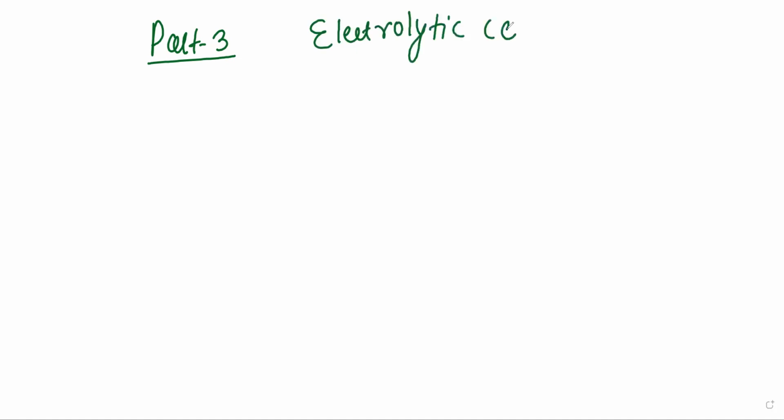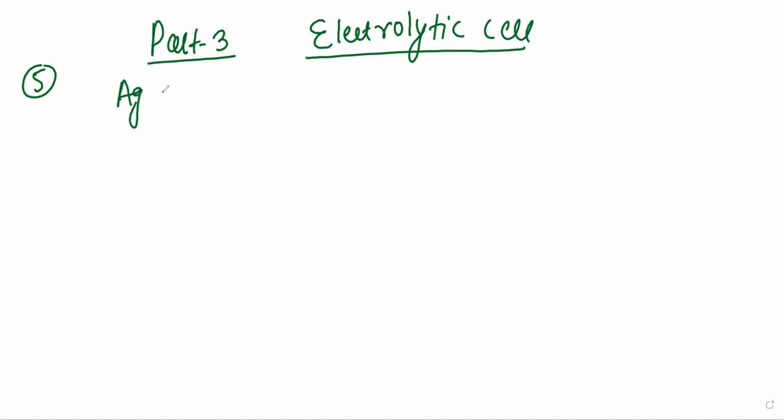Now look at the next part, part 3 of electrolytic cell. Next question is the fifth one. Weight of silver, right? So silver is Ag.